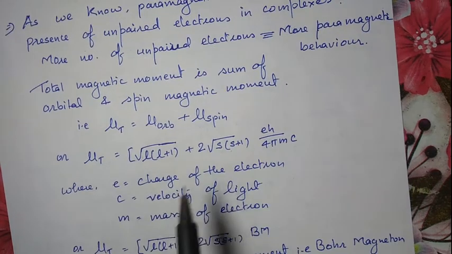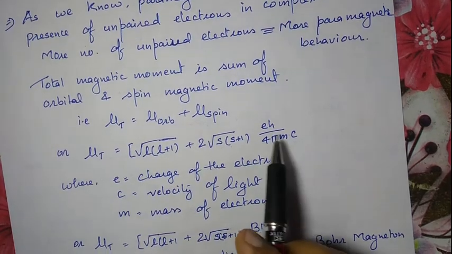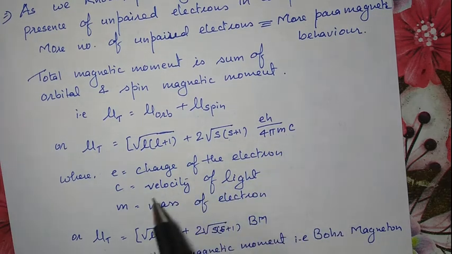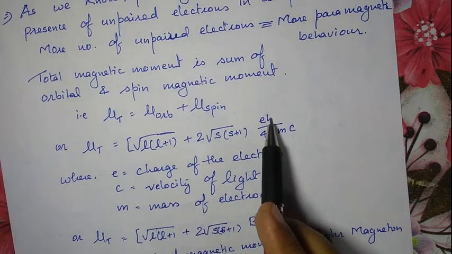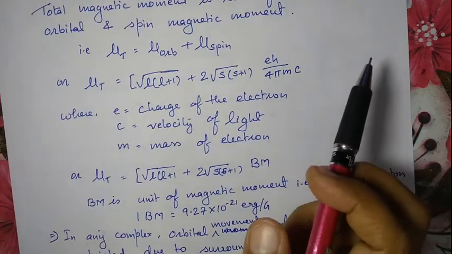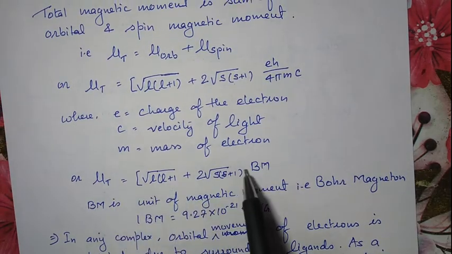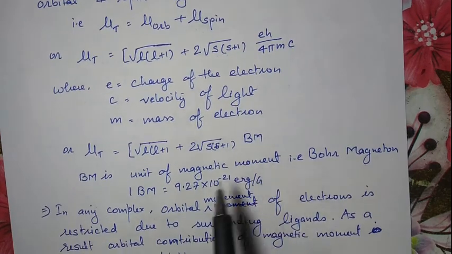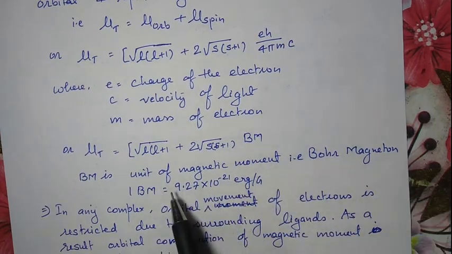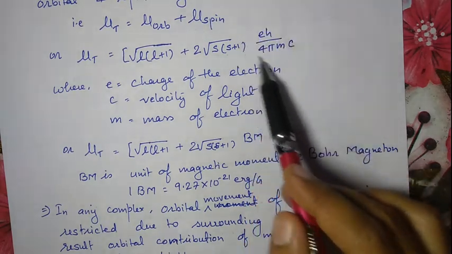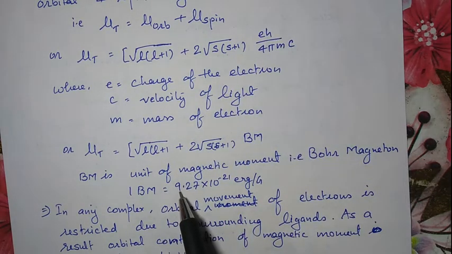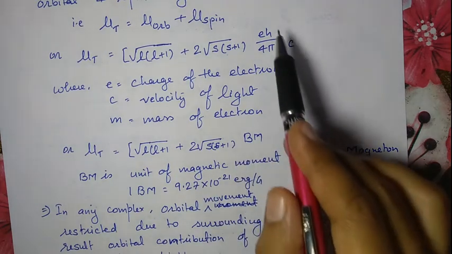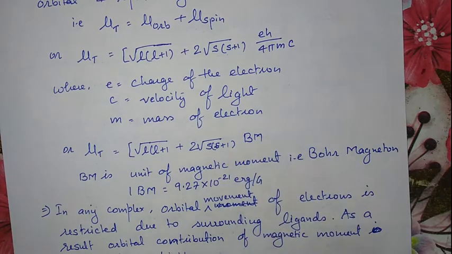This equation shows the total magnetic moment, where e is the charge of the electron, c is the velocity of light, m is the mass of the electron, and h is the Planck constant. Then mu t can be represented in this way. This is the BM, called Bohr magneton. It is the unit of magnetic moment, whose value is 9.27 into 10 to the power minus 21. You can represent this part in the form of BM, this unit.